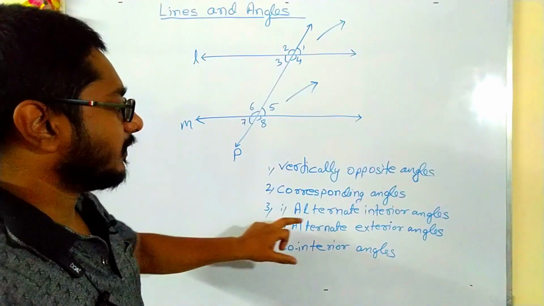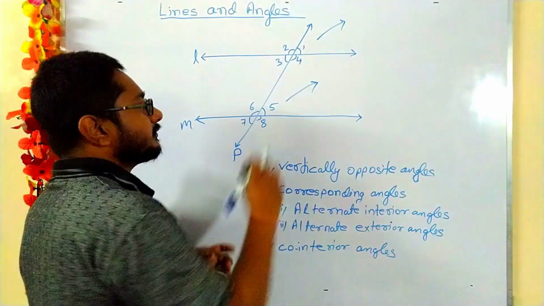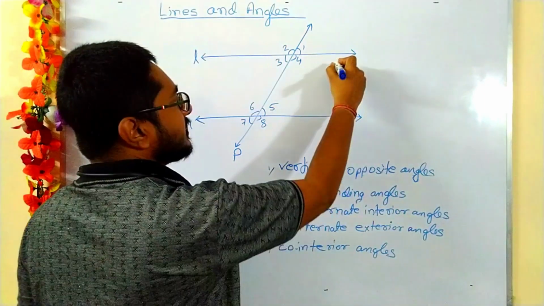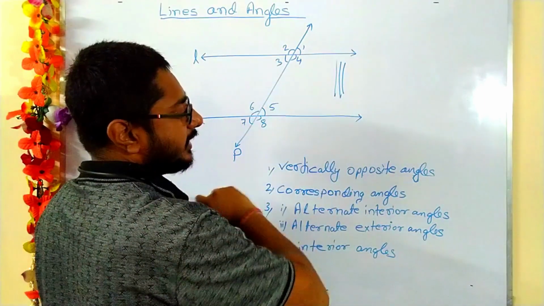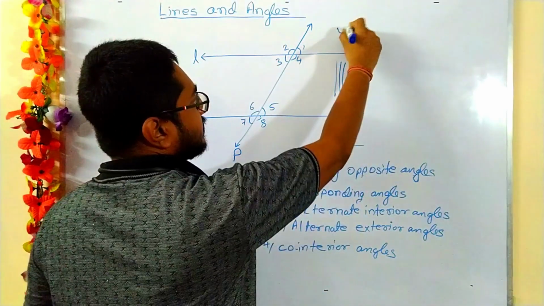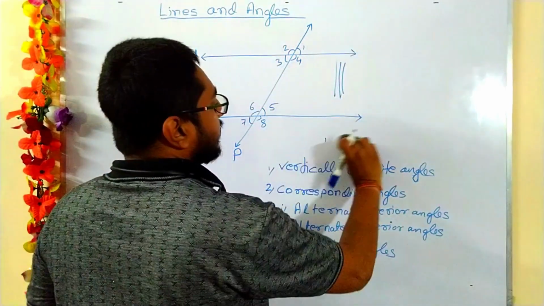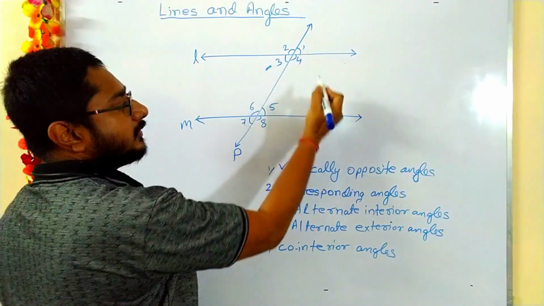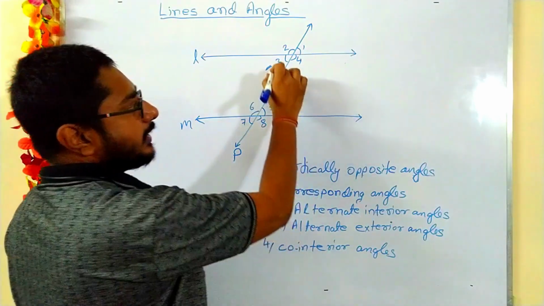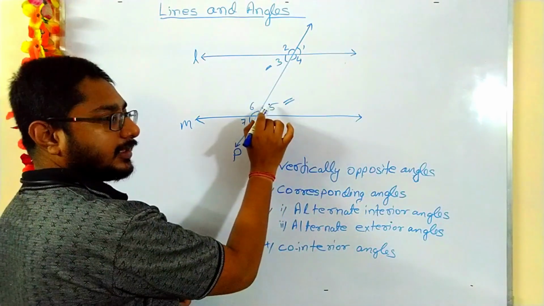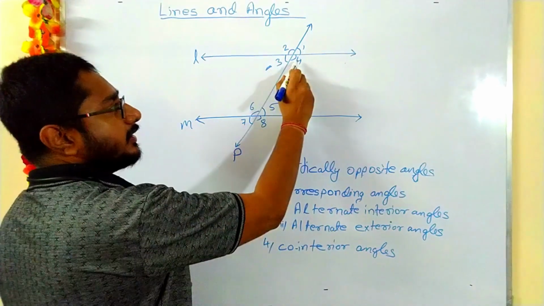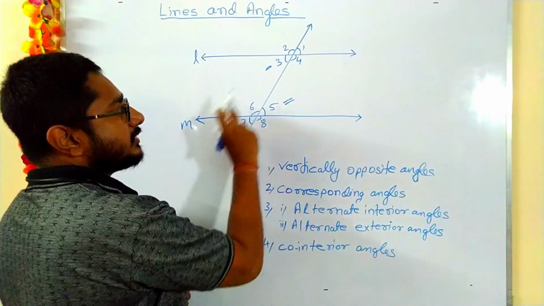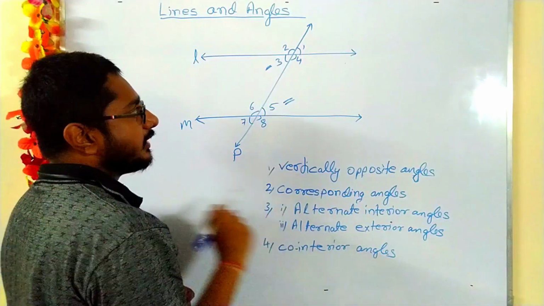Now part 3, alternate interior angles. Alternate means opposite, interior means inside. Inside means inside these two lines, and exterior means outside these lines. Okay, so alternate interior angles means the value of angle 3 will be equal to the value of angle 5. If angle 3 is 40 degrees, the value of angle 5 will also be 40 degrees. And if the value of angle 4 is 60 degrees, the value of angle 6 will also be 60 degrees. So these are the pairs of alternate interior angles.